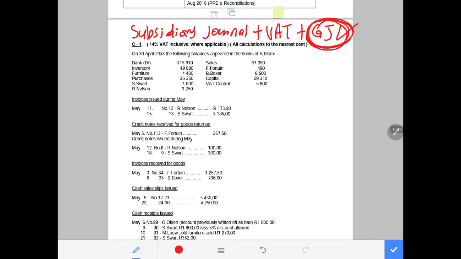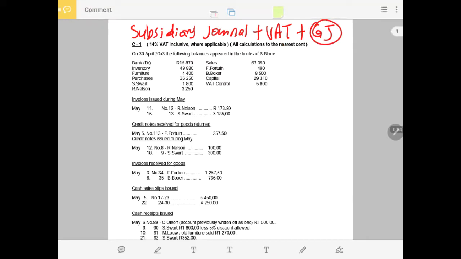So I will be doing general journals that include VAT and also responding to the subsidiary journals, but I will not be recording on the subsidiary journals. I will be recording in the general journal. Then I align the information which is in the general journal, taking into account VAT. Then I show you how that general journal can be recorded in the subsidiary journals.